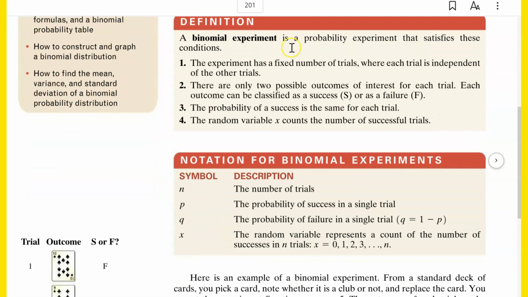Here's the definition. It's binomial if it satisfies these conditions. The experiment has a fixed number of trials where each trial is independent of the other trials. So your second shot can't be affected by your first shot, and so on and so forth. There are only 2 possible outcomes of interest for each trial, and they can be classified as success or failure. Do not think of the words success and failure in the normal everyday usage of those words. We're not defining them that way.